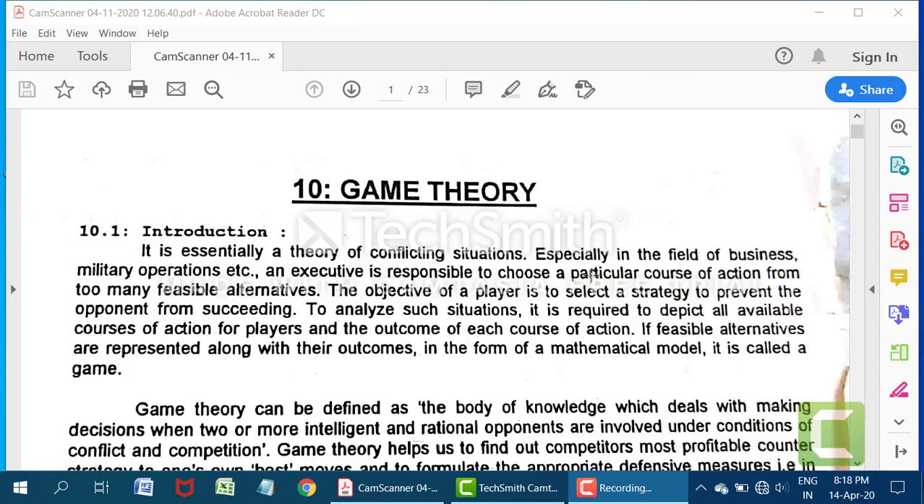Now, a game consists of a set of rules to be followed by both the players, player A, player B, or team A, team B, or company A, company B. Certain rules must be followed while playing a game, and each player shall have his own strategies. Suppose two cricket teams are playing a game. Team A, say it's an Indian team, has its own strategies.